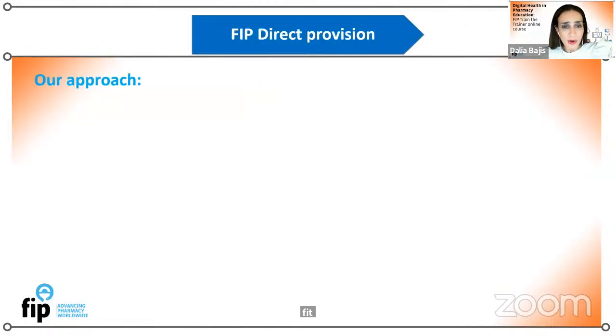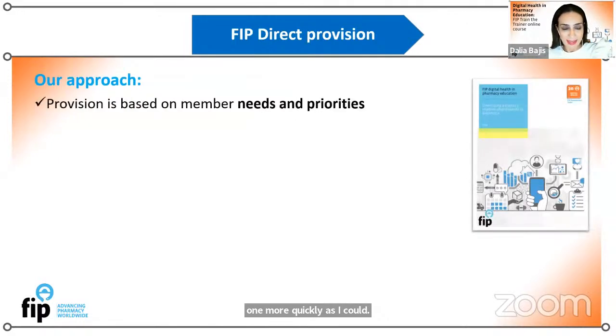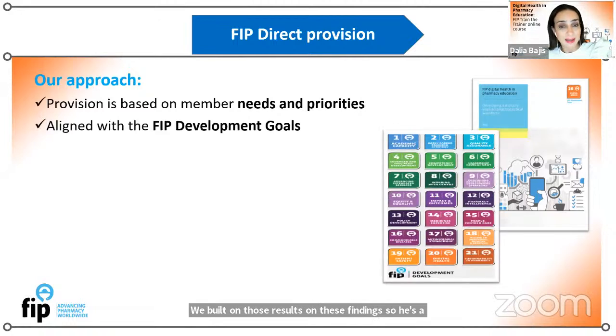In doing so, we followed the needs-based approach that I mentioned earlier. And this is about provision that's based on member needs and priorities. My colleague Nilhan provided you with an overview of the results from the 2021 report. We built on those results, on these findings. So it is a needs-based approach. We also made sure that it is aligned with the FIP development goals. In this case, FIP development goal number 20 on digital health.